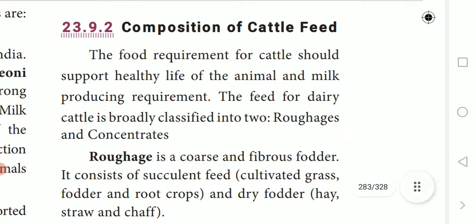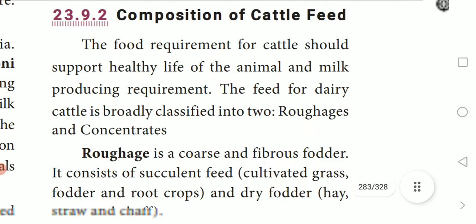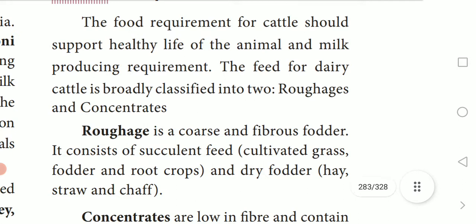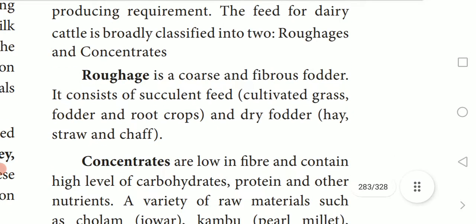Composition of cattle feed. The food recommended for cattle should support the healthy life of the animal and milk producing requirements. So the food we give to the cattle should keep the cattle healthy and help them give more milk. The feed for dairy cattle is broadly classified into two: roughage and concentrates.